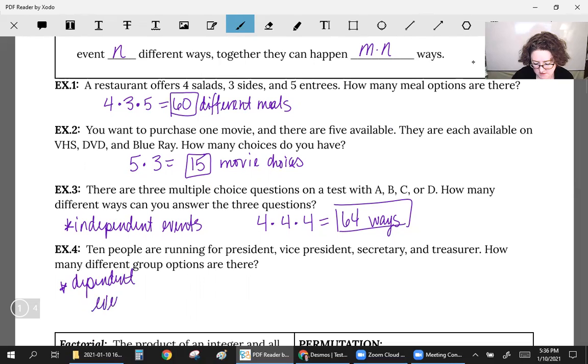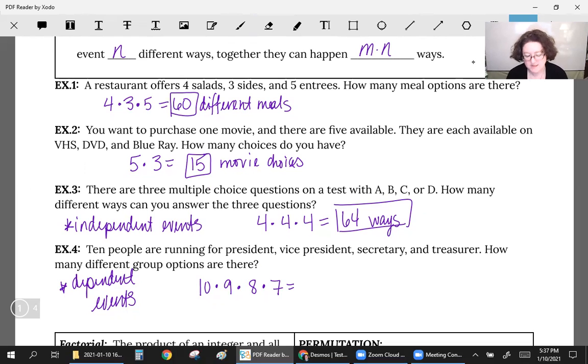So dependent events. Because as soon as you make a choice for president, and you could choose any one of those 10 people, so 10 choices for that first office, well, now there's only 9 people to choose from for the next office, vice president. And now that we've chosen vice president, there's only 8 people to choose for secretary. And after you've chosen secretary, only 7 people to choose for treasurer. We're kind of removing that choice that we made for each of the previous offices.